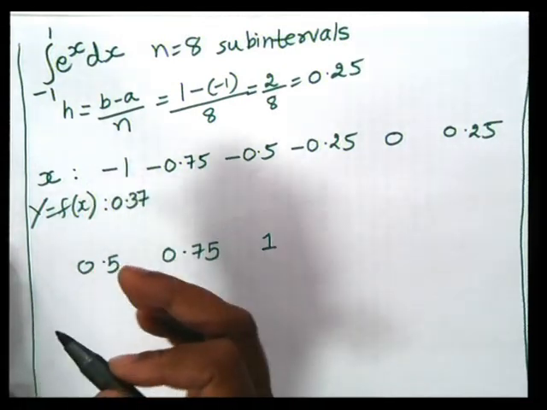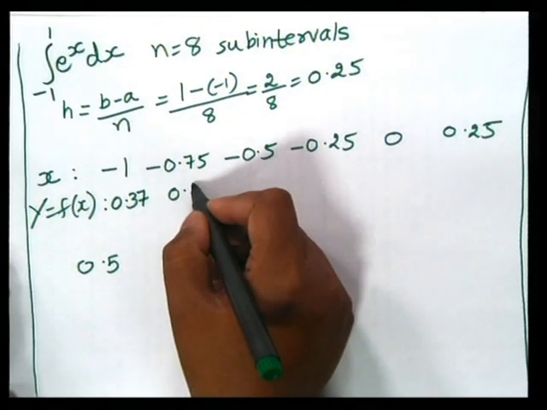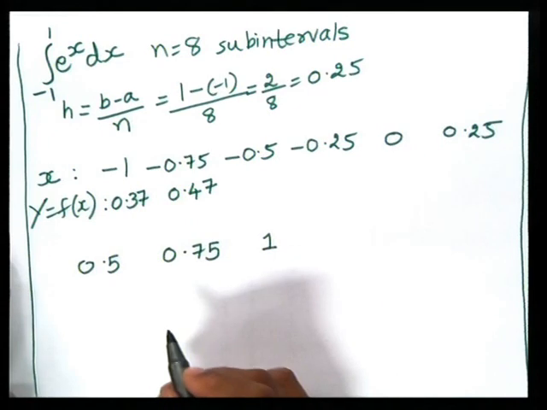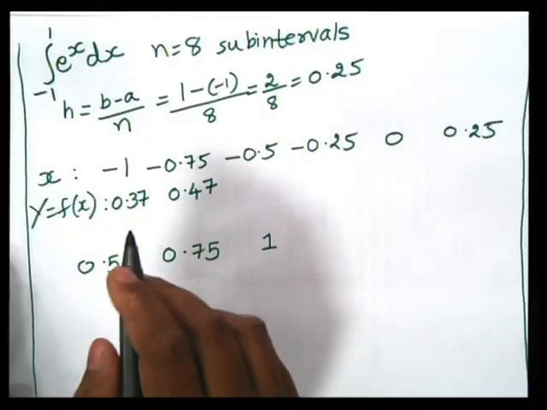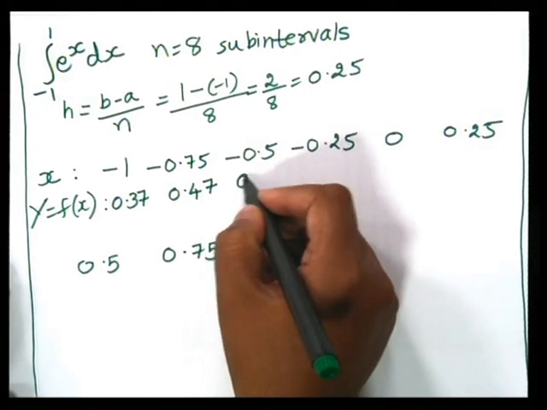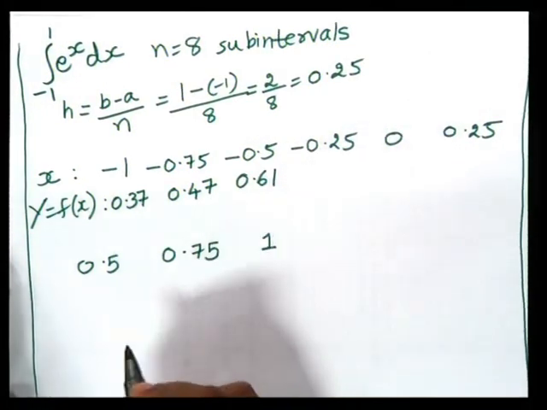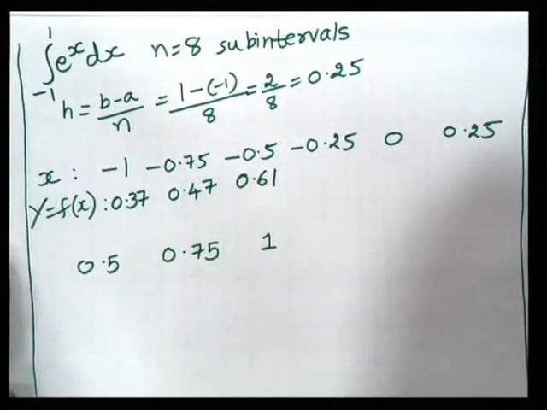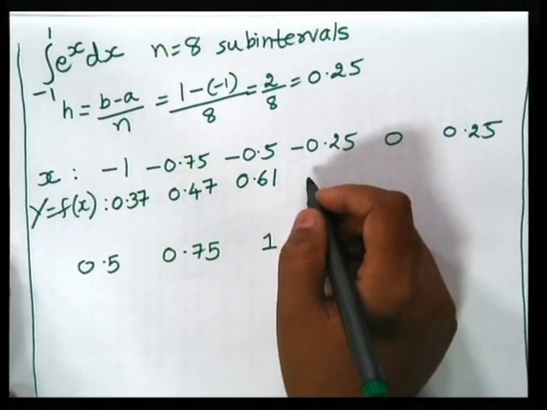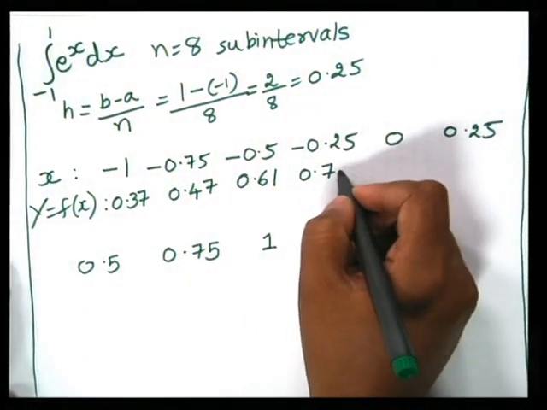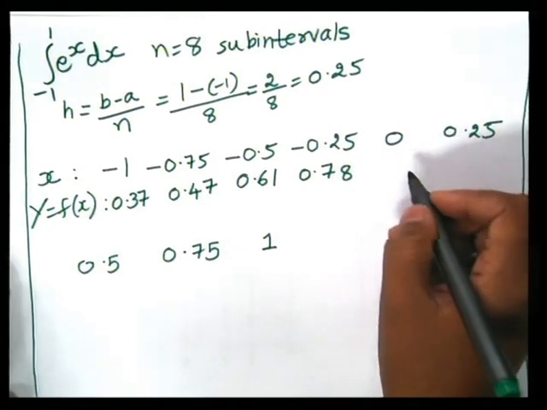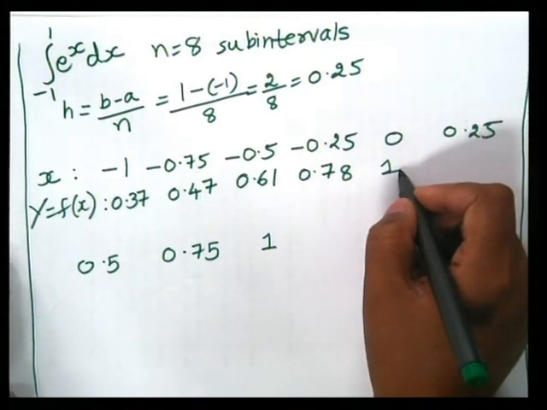e raised to x, we will be getting 0.47. Again, if I put the value minus 0.5 in the function e raised to x, I will be getting the answer 0.61. Similarly, for the other values, if I put minus 0.25, I will be getting 0.78. If I put 0, I will be getting the value 1.